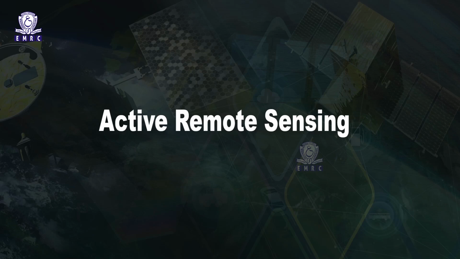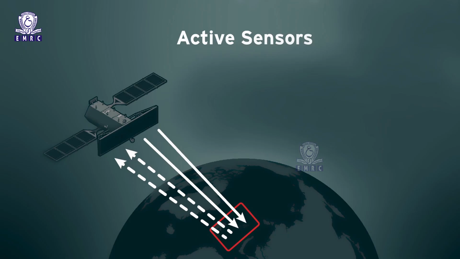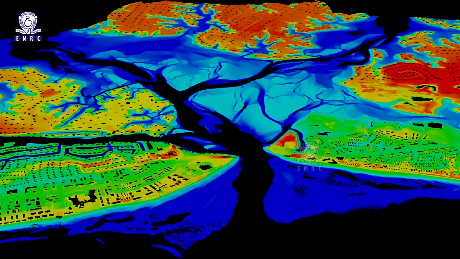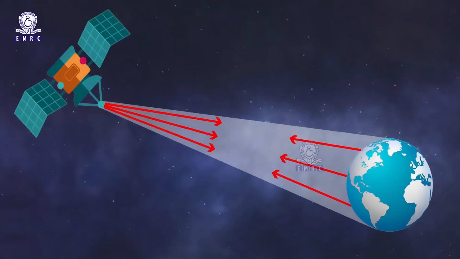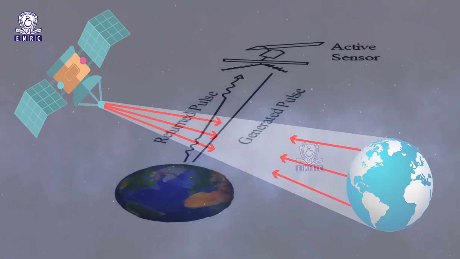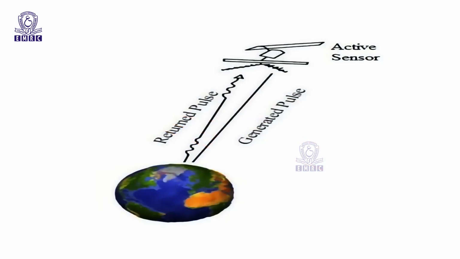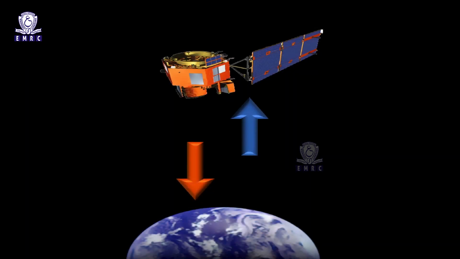Active remote sensing. Active sensors are those which have their own source of electromagnetic radiation for illuminating the object. Radar and LiDAR are some of the active sensors. Some advantages of active sensors are they do not require solar illumination of surfaces or perfect weather conditions to collect useful data. Consequently, they can be deployed at night or in conditions of clouds or light rains.